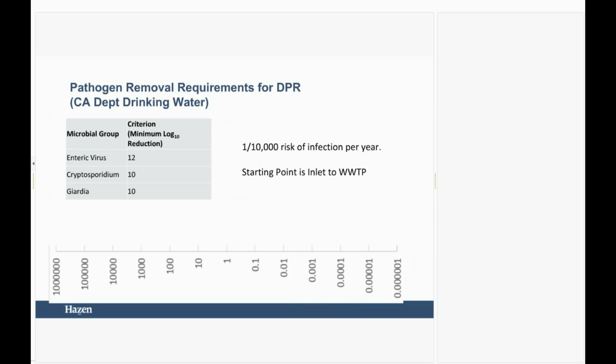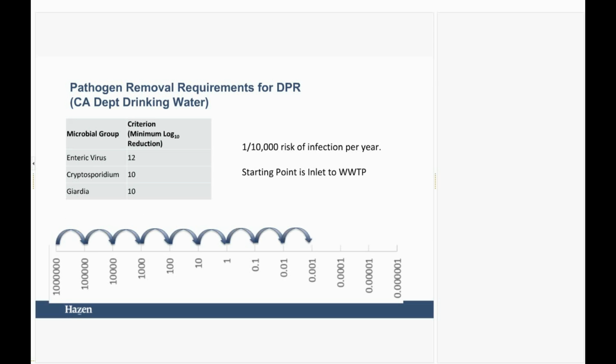What I was going to talk about was the pathogen removal requirements for IPR and for DPR in California, and what the state's come up with. And just quickly, when we talk in this game, we talk about log removal. One log removal is 90% removal. So 2 log removal, 99% removal, and so on.